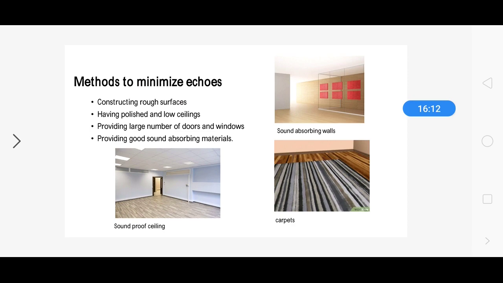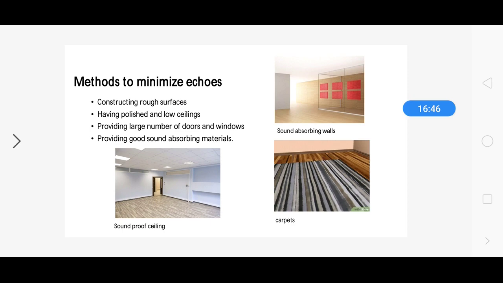So by maintaining curtains or carpets or any sound absorbing materials or some furniture in the room, they act like an absorbing surface, and so much of the sound energy will be absorbed by the materials, and a very small amount of energy will remain. In this way we minimize the echoes in our rooms or houses or seminar halls or anything.